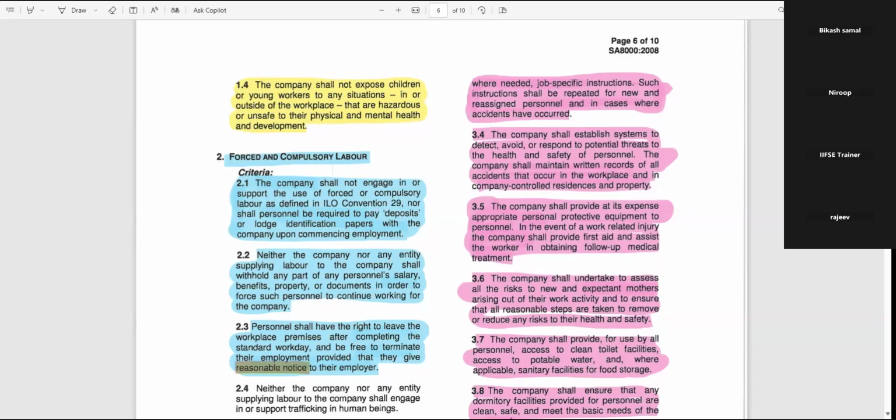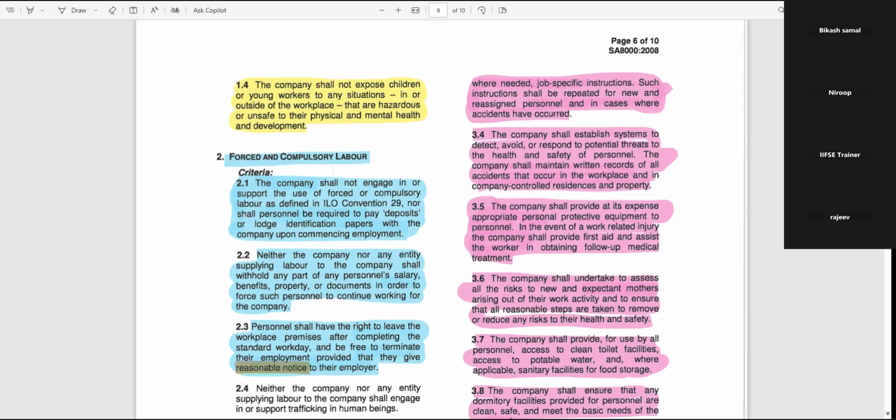When you say forced, these are people not willing to perform any activity. Neither the company nor any entity supplying labor to the company shall withhold any part of a person's salary, benefits, property, or documents in order to force such personnel to continue working for the company.